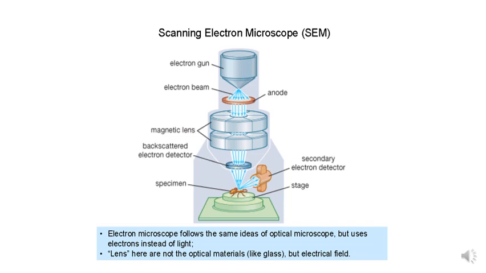Okay, so the SEM is also called an electron microscope. The electron microscope follows the same idea as the optical microscope. The optical microscope, basically we find it in the biology lab. In the optical microscope, they use light as the source of energy. However, for the electron microscope, they use electrons as the source of energy.